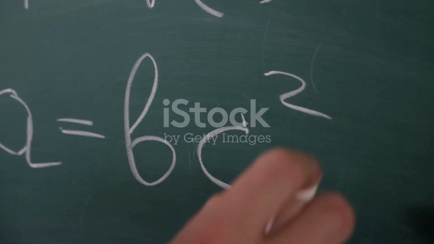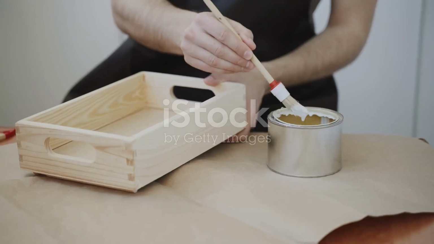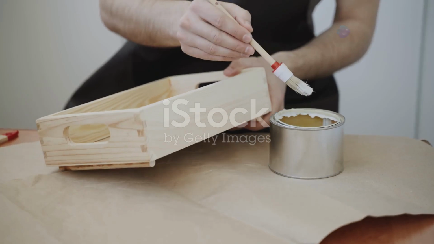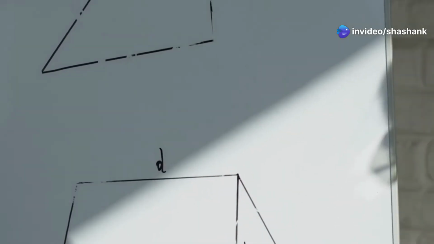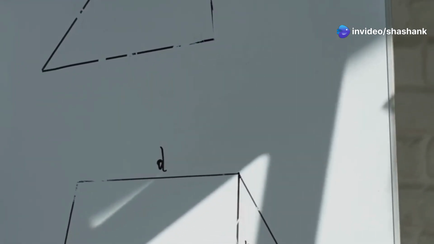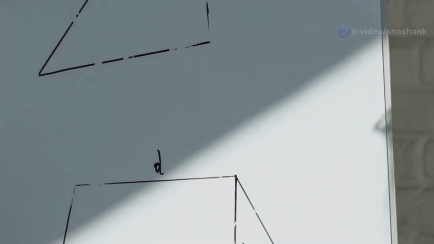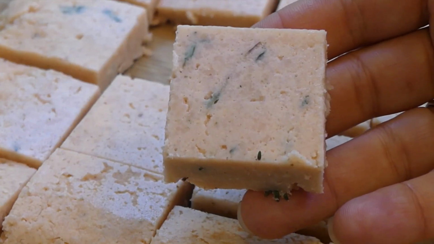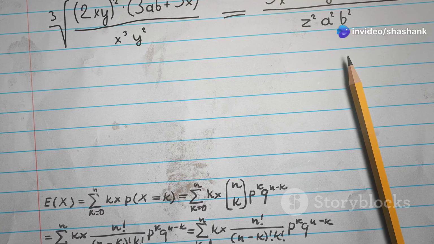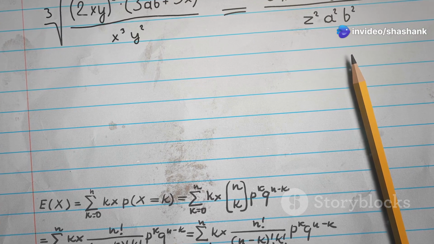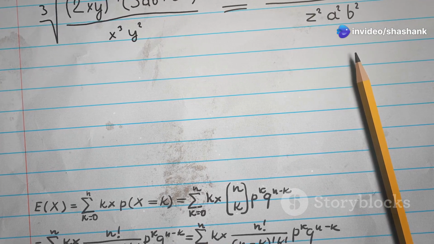Let's start our exploration with surface area. Imagine painting a box. The area you cover with paint represents the box's surface area. Now, different shapes have different formulas for calculating surface area, owing to their unique structures. A cube, for instance, has 6 equal square faces, so its surface area is 6 times the area of one face. Mathematically, it can be expressed as 6a squared, where a is the length of one side of the cube.